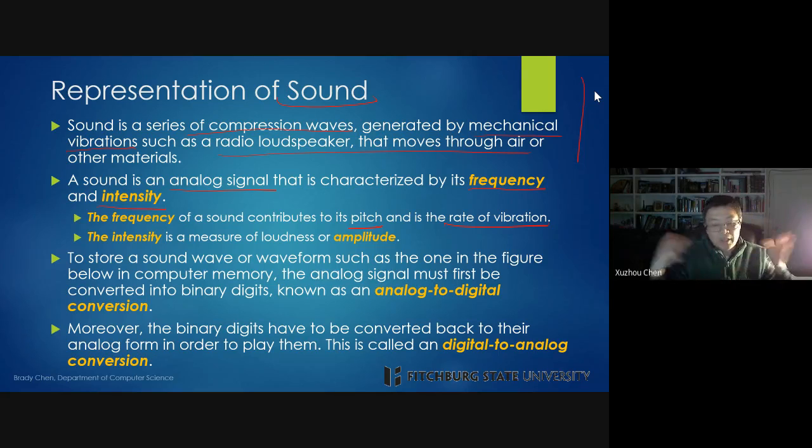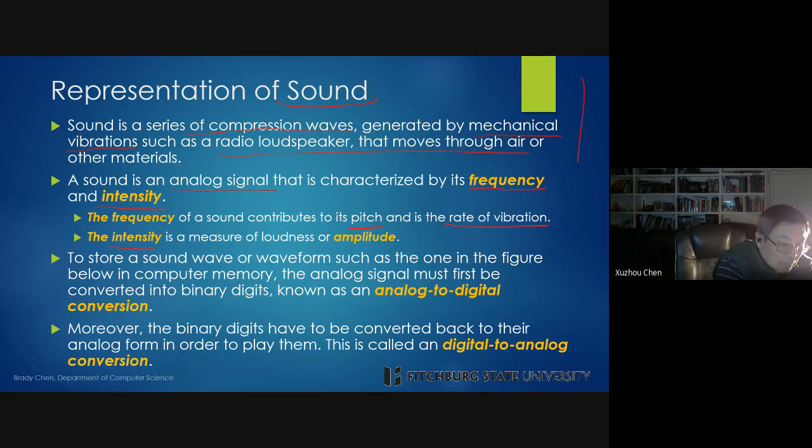When the vibration is very slow, going up and down, you hear gong, gong, gong. But when the rate of vibration increases, you hear gong, gong, gong, gong, gong, gong, and the rate keeps increasing. Eventually, you hear a very steady sound. Now, typically a woman's voice has a higher frequency than a man's.